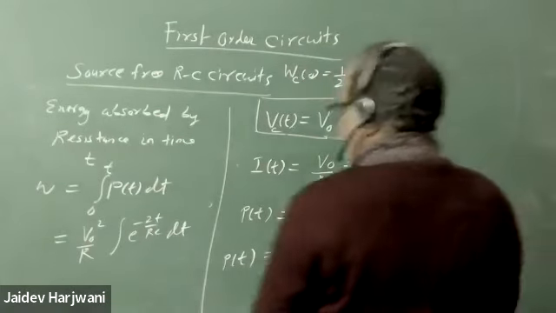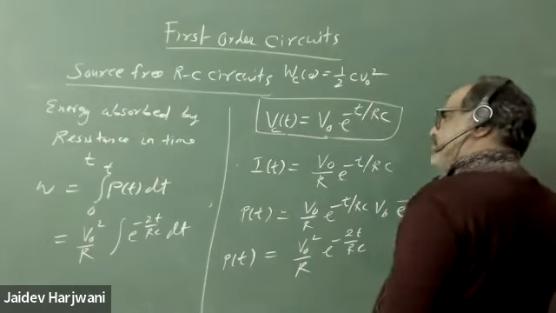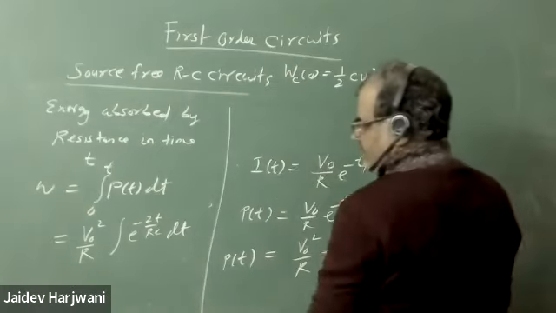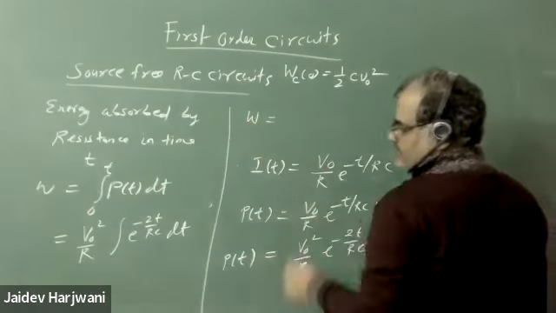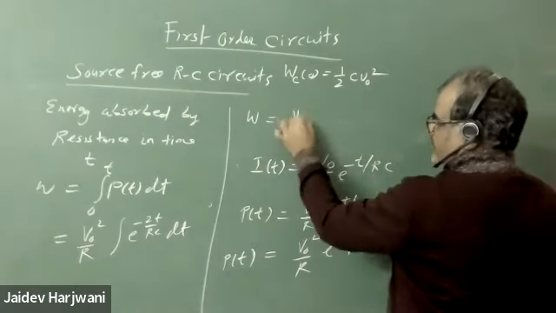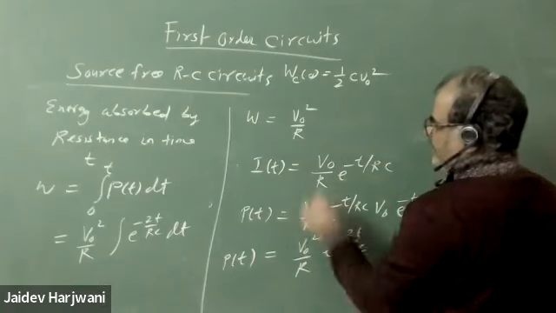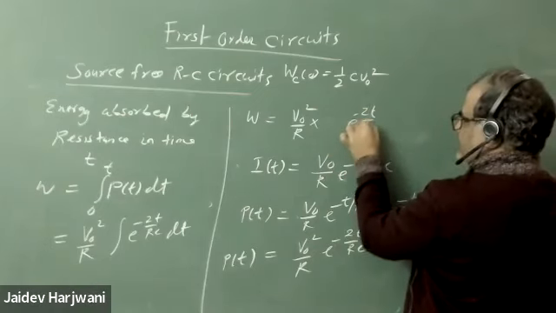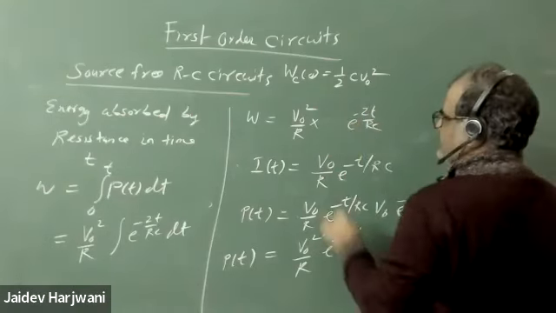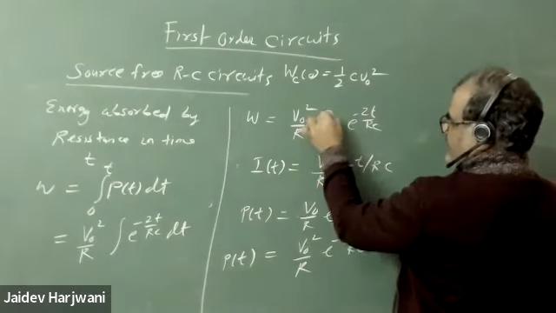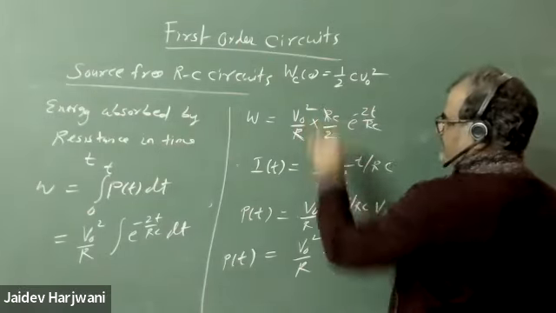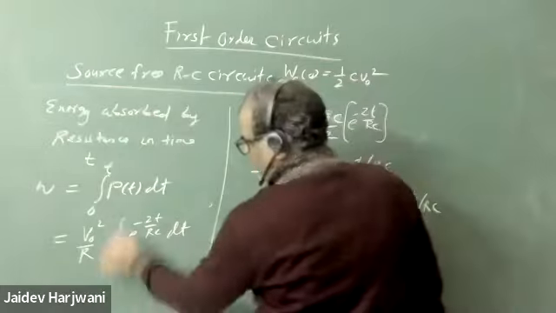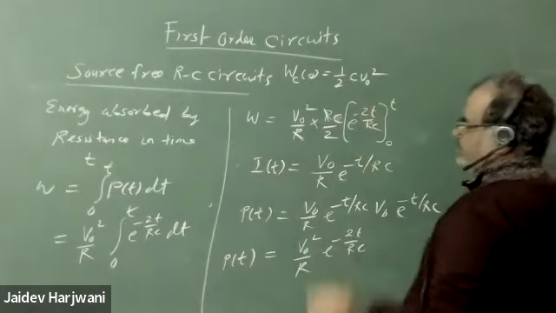So let me solve it further. I can erase this part, and then I can calculate the energy absorbed. So this is V naught square upon R. If I integrate this, it will give me e power minus 2t upon RC divided by 2 upon RC. That is RC upon 2, R cancels, and this is e power minus 2t upon RC, and the limit is 0 to t.